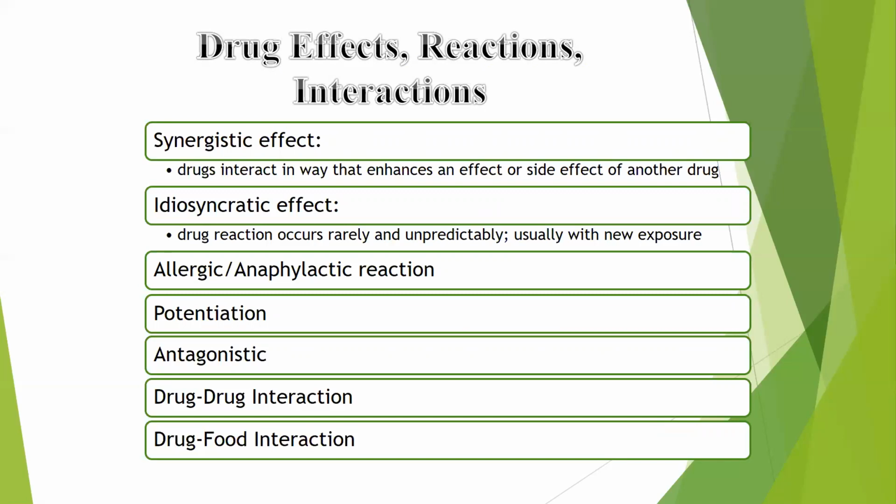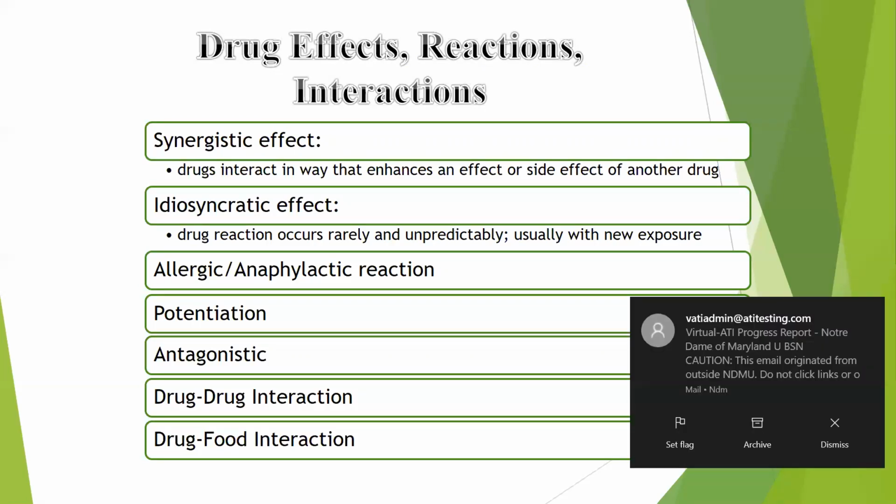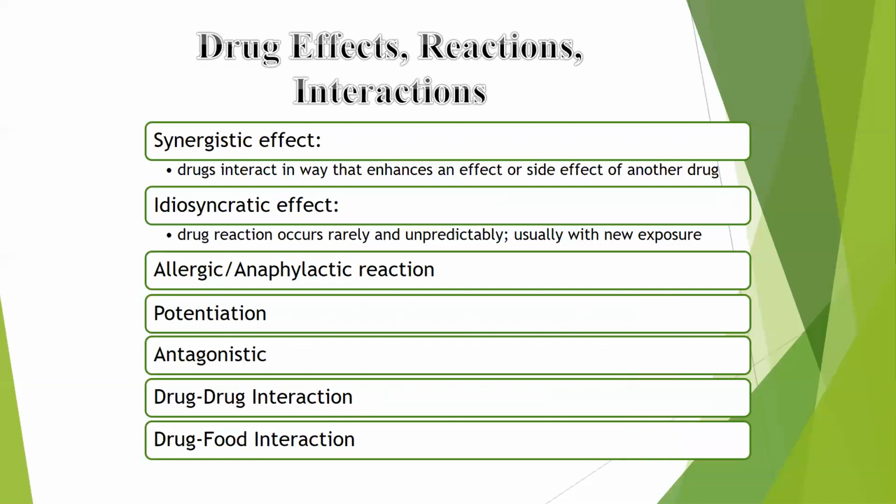An idiosyncratic drug reaction is also known as a B-type reaction. These are reactions that occur rarely and they occur unpredictably. It is not to be mistaken with idiopathic, which implies the cause is not known. We've spoken before about an allergic or an anaphylactic reaction. The term potentiation is very similar to a synergistic effect. It is essentially the same.